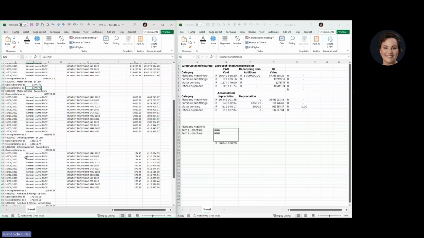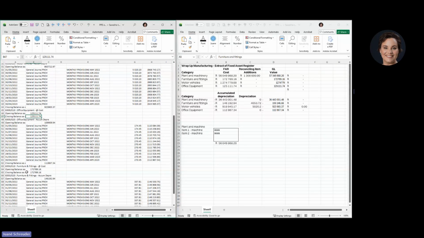As you scroll on the left-hand side through the GL, office equipment, 125,000, and furniture and fittings, the cost 172,000. So no problem on the cost side. For the accumulated depreciation, we there had a different problem. So here the balances from the fixed asset register was there, and then we had the GLs.